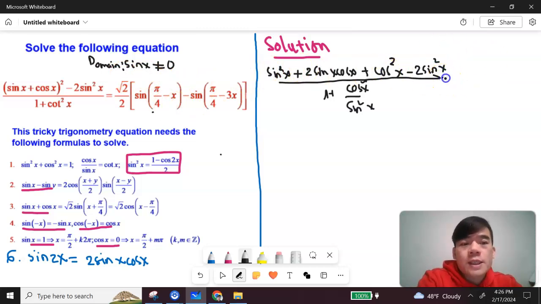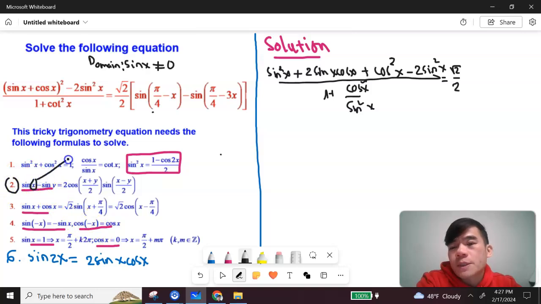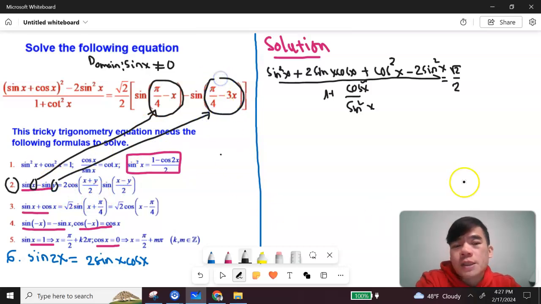Alright, and the right hand side right here, we just rewrite root 2 over 2, and right here we apply the addition formula, formula number 2. Now s right here represents pi over 4 minus s, and y right here represents pi over 4 minus 3s. Alright, if we apply the formula exactly, then we get the answer.